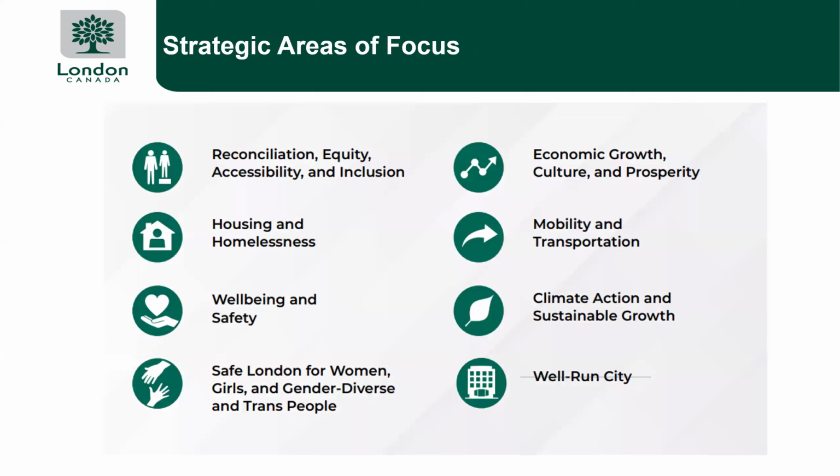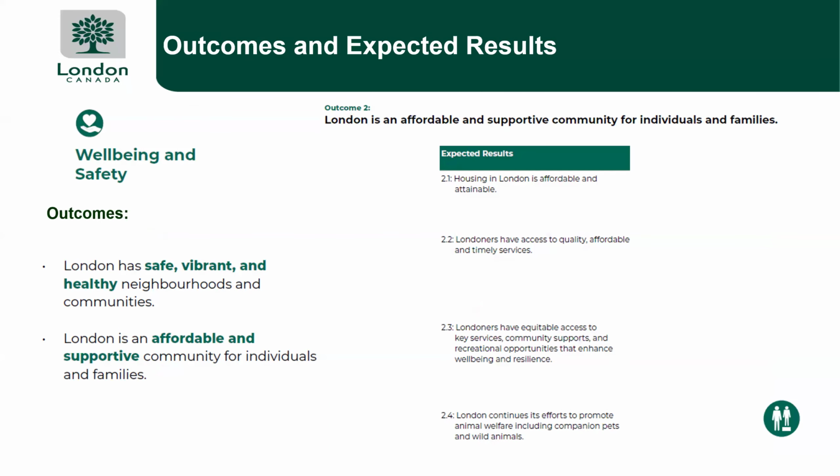What you'll see on the screen are the 8 strategic areas of focus. However, only 7 apply to the grant area. The last, well-run city, is specifically for city staff and council only. So when you are applying for funding, you will see in the application that you will select one of these 7 areas, and then you'll see a drop-down list of various outcomes and results that Janice will get into a little bit later on.